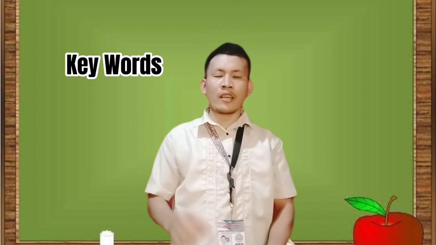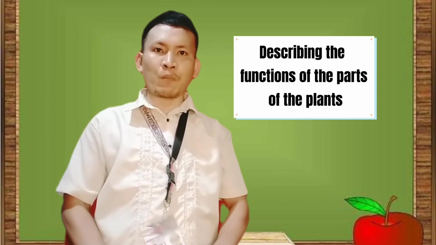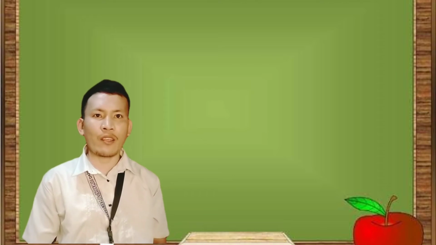Is it clear? Good. For you to know easily the functions of the parts of the plants, you don't need to memorize all the words used in describing the functions of the parts of the plants. But you have to familiarize yourself with certain keywords used in describing the functions. Because in mathematics, you don't need to memorize all the formulas used in computation. But what you should know is to learn the basic concepts and principles in solving the problems. Did you understand? Very good.